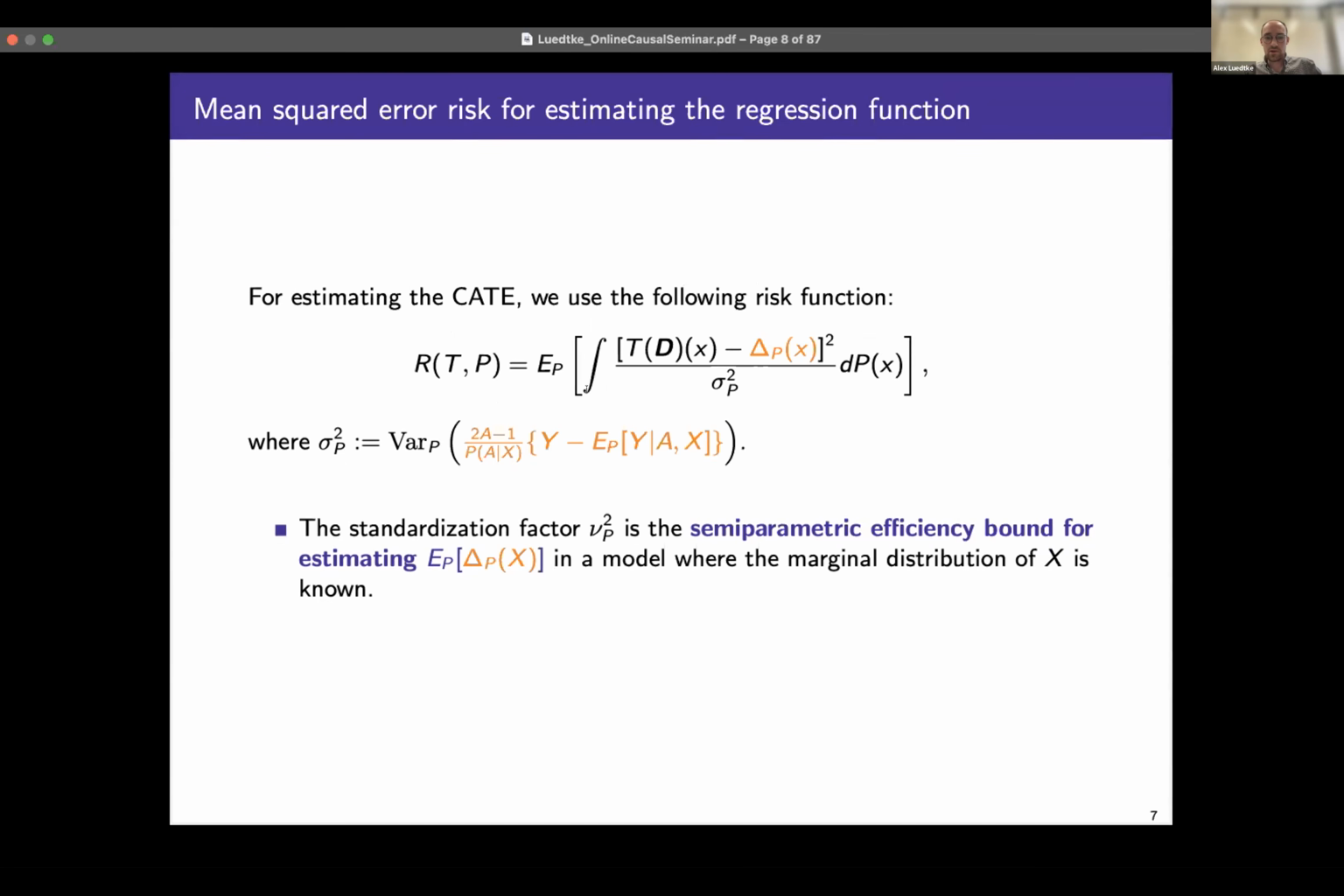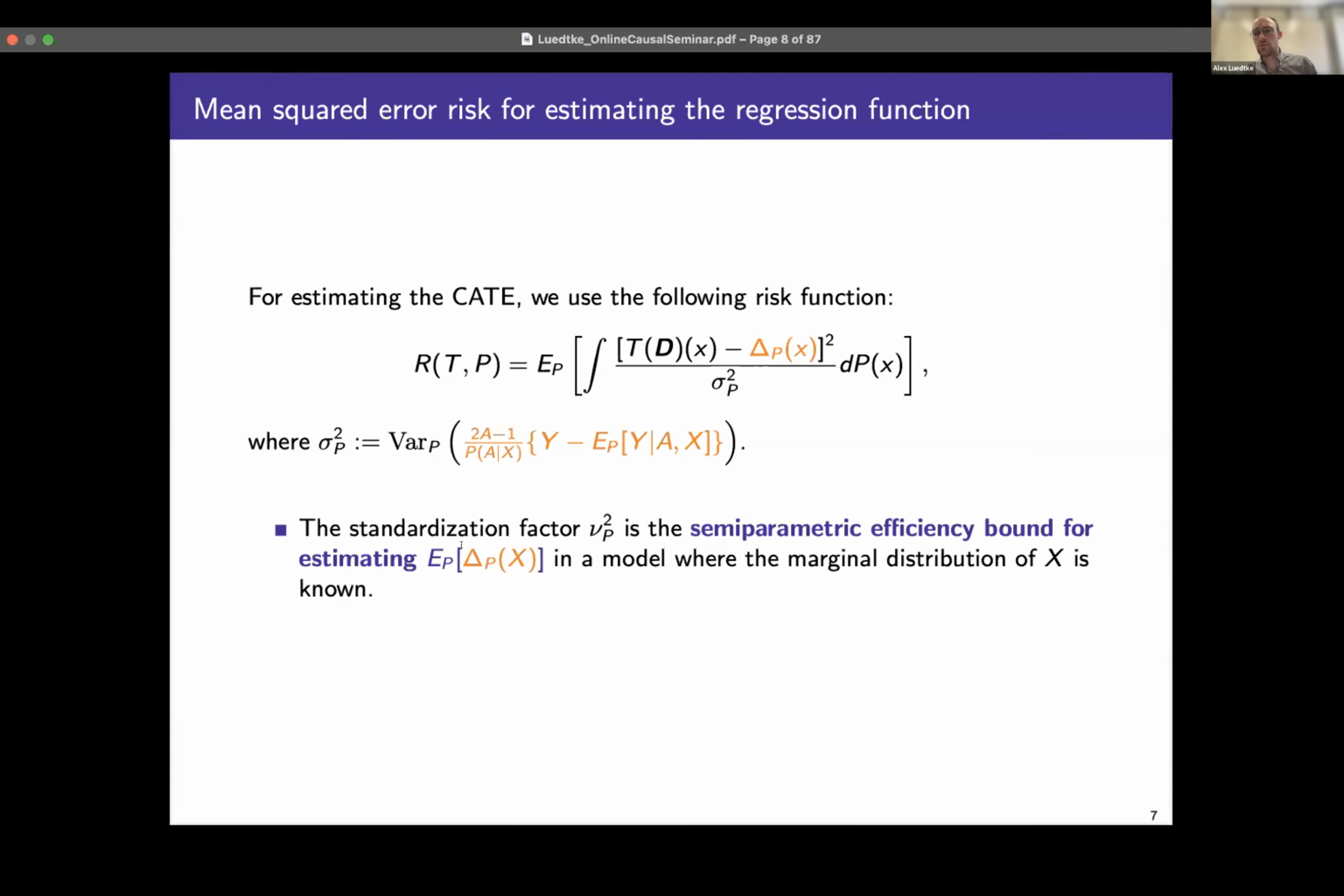We're standardizing by this weird looking term, but for those of you who work in semi-parametric efficiency, you might recognize this as a piece of the efficient influence function for estimating the marginal average treatment effect. And in fact, in the model where the marginal distribution of x is known, this is exactly the semi-parametric efficiency bound for estimating the average treatment effect, the mean of the conditional average treatment effect. So this is exactly like last time, where we had the semi-parametric efficiency bound for the mean of the regression function. Now it's the mean of the CATE. Otherwise, the two settings are really the same.